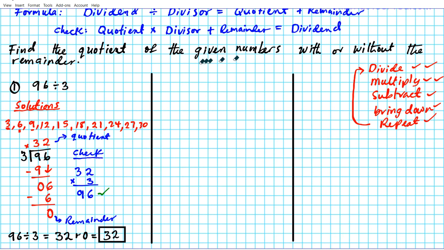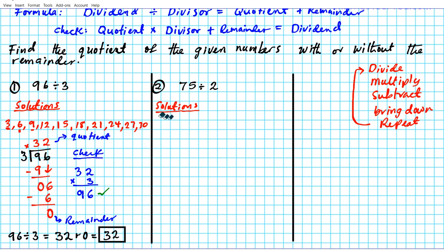All right, let's move on. Question number 2. 75 divided by 2. Our divisor is 2. Let's write down our multiples of 2 from 1 all the way to 10, just to refresh our memory. Hopefully you remember all your multiplication facts for 2 from 1 all the way to 12. You should be able to do that real quick.